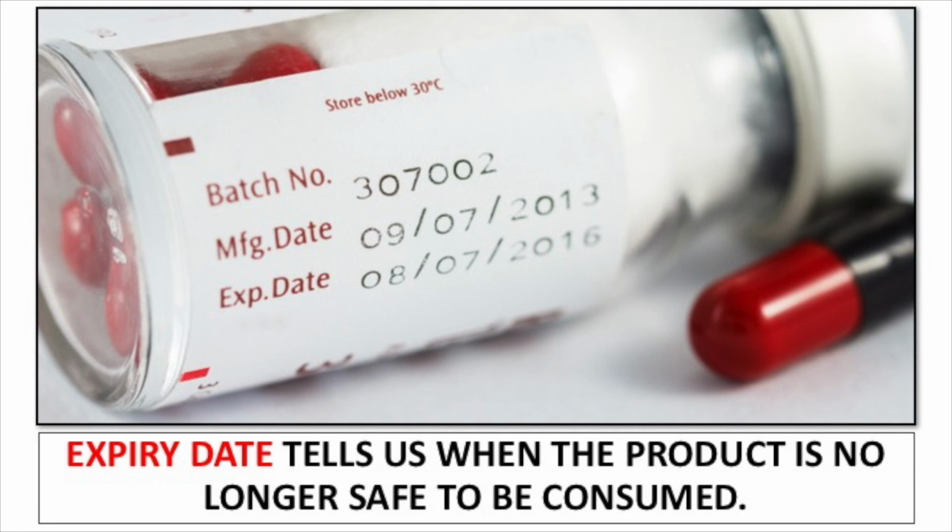Same with food. You have food products, it will tell us when not to eat the foods anymore. So what's the expiry date on this product? What can you see? What expiry date? 2016. So the product was good for 3 years. But then after this date, we can't take it anymore. Have to put it in the bin.